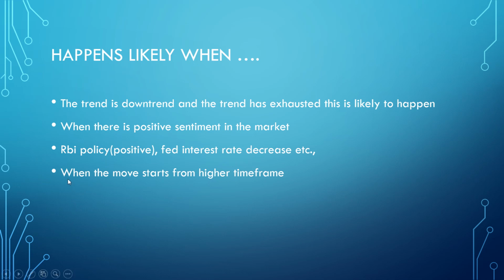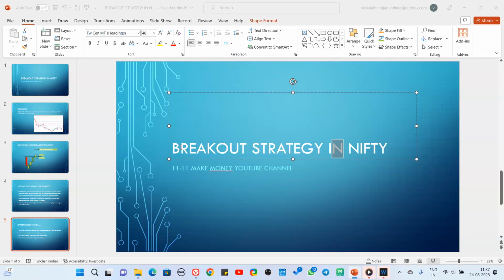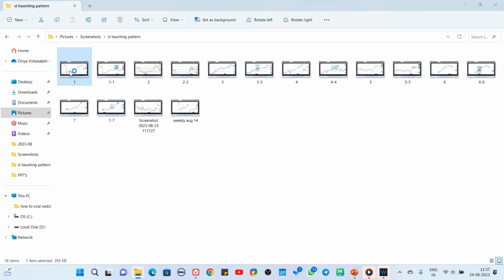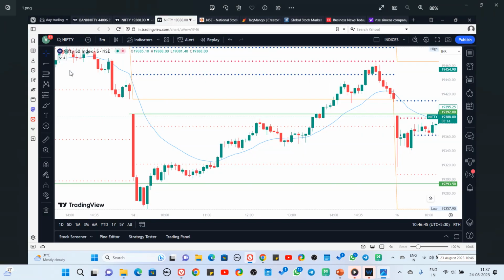The final one is when the move starts from a higher time frame. Now, I'll explain this later in the video. Now let's go here and check what the examples are for the red candle high breakout strategy.